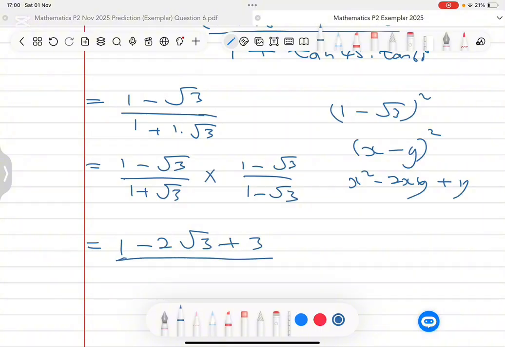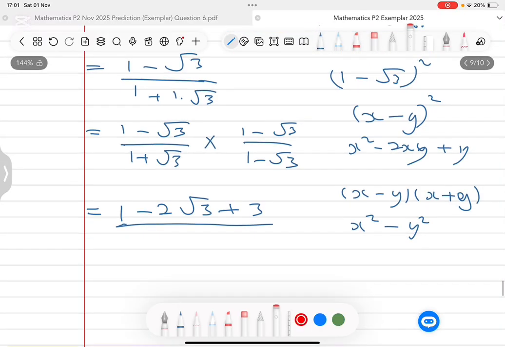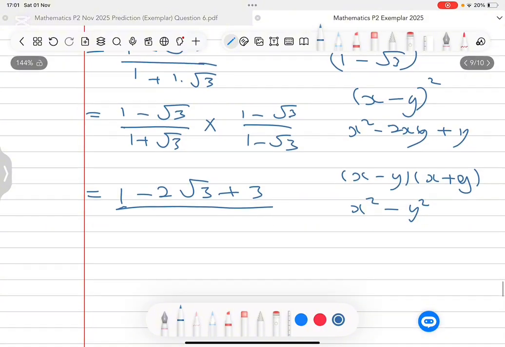Then here at the bottom, you would see that we have a difference of 2 squares. This is the same as having x minus y and x plus y. This would simply be x squared minus y squared. So I'm basically just squaring x and y here, and I'm putting a negative there. Now that's what I'm going to do here.